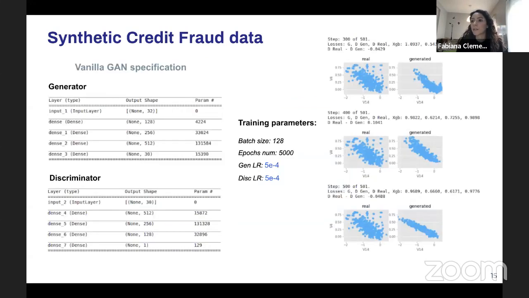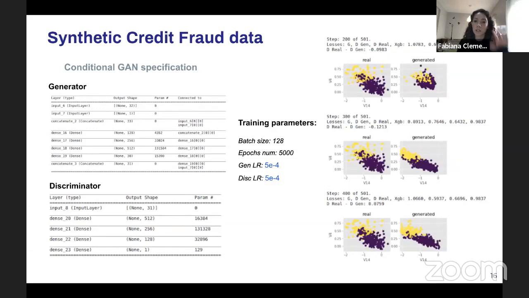So here are the specifications for the vanilla GAN that I've used. The architecture has a generator composed of four dense layers and a discriminator also with four dense layers. In the plot shown on the left, we have compared the real fraudulent versus the generated fraudulent events through the course of 500 training epochs. It is important to remember that this was a very brief exercise and we have not performed any kind of hyperparameter tuning.